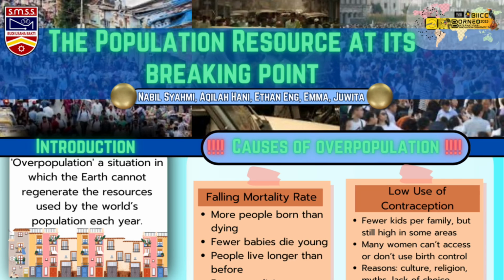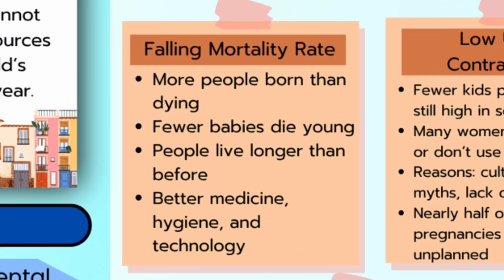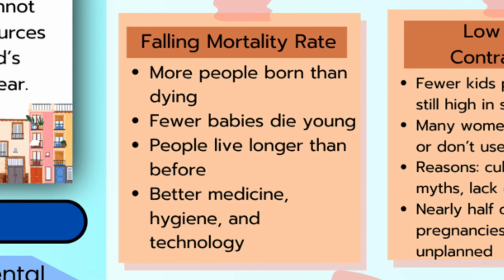Why is the human population growing so fast compared to the years before? Well, the first factor is falling mortality rate. What we mean is that today, more people are being born than are dying. Infants in this generation live longer than infants before, and people have a longer lifespan compared to previous generations, which could be considered due to better medicine, hygiene, and technology.